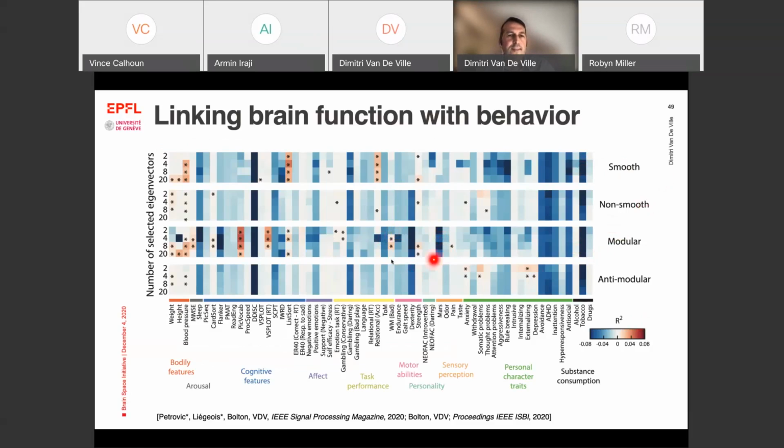These have been corrected by Bonferroni corrections, and actually most associations are recovered using the modularity-based filtering. And so we are currently looking into why exactly this is the case, and what properties in terms of GSP we are actually picking up with these filters that are a bit different from the Laplacian structure.